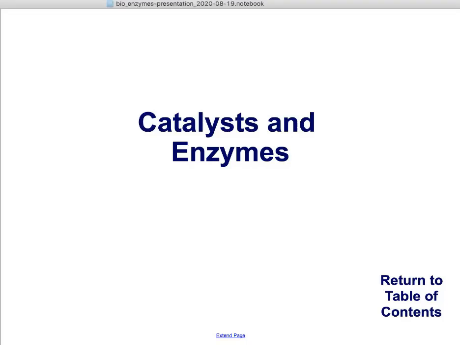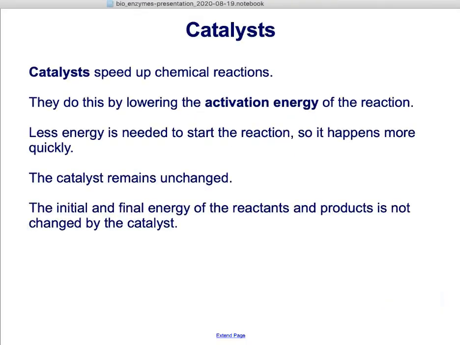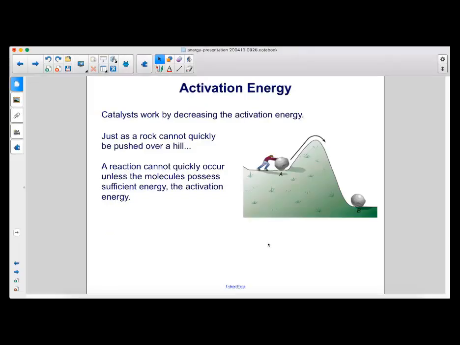Catalysts and enzymes. Catalysts speed up chemical reactions. They do this by lowering the activation energy of the reaction. Less energy is needed to start the reaction, so it happens more quickly. The catalyst remains unchanged. The initial and final energy of the reactants and products is not changed by the catalyst.